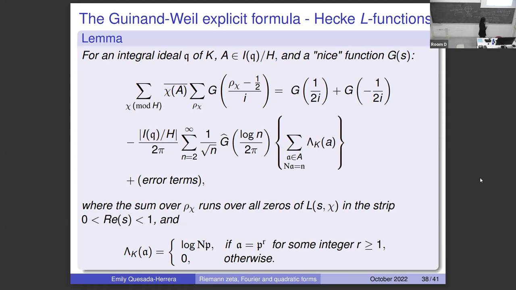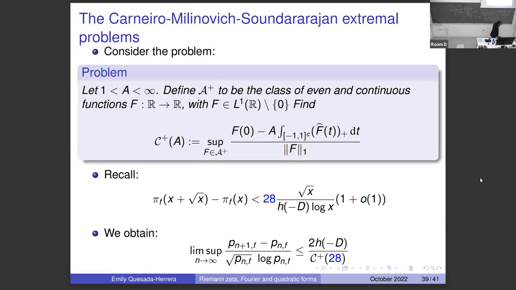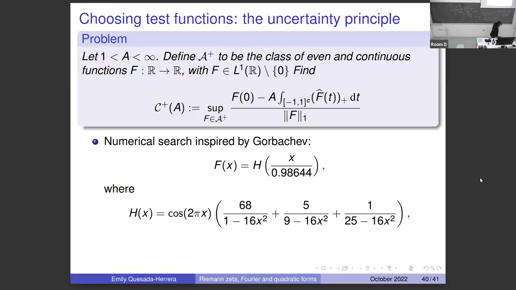And starting from this formula, with a little bit of work following the strategy of Candido, Milinovich, and Herrera, if we choose a very special appropriate function that we find on the computer, then we can recover that last result. So the function that we choose looks like this. So yes, I'm stuck here.